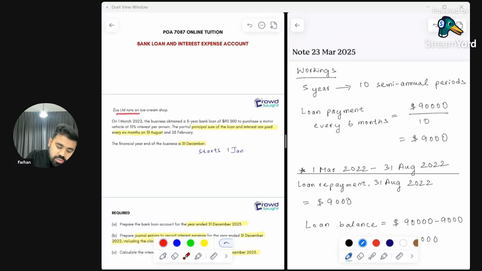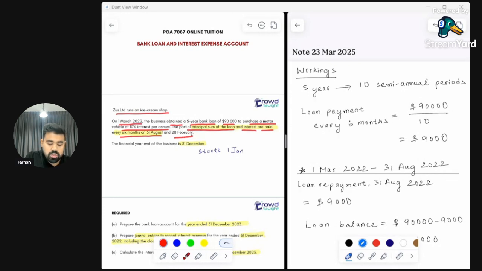Zeus Limited runs an ice cream shop. On 1 March 2022, the business obtained a 5-year bank loan of $90,000 to purchase a motor vehicle at 10% interest per annum. The partial principal sum of the loan and interest are paid every 6 months on 31 August and 28 February. So let's understand simply what's happening in this paragraph.